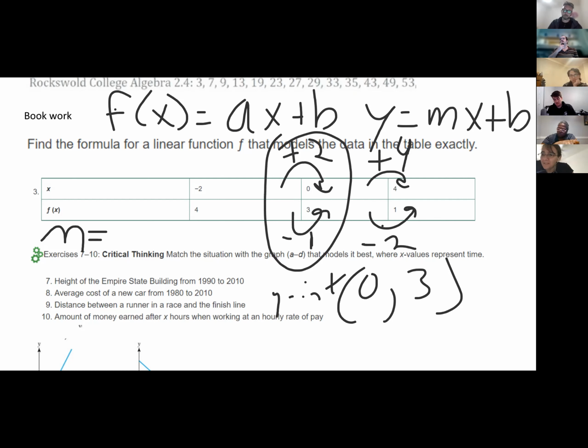Which one's my rise, my y's? It's the -1. So the negative 1 has to go on top and the 2 goes on the bottom. When they pull the slope off the table, a lot of times people forget to flip. The y's go on top, the x's go on bottom. And -2 over 4 should be the same number.